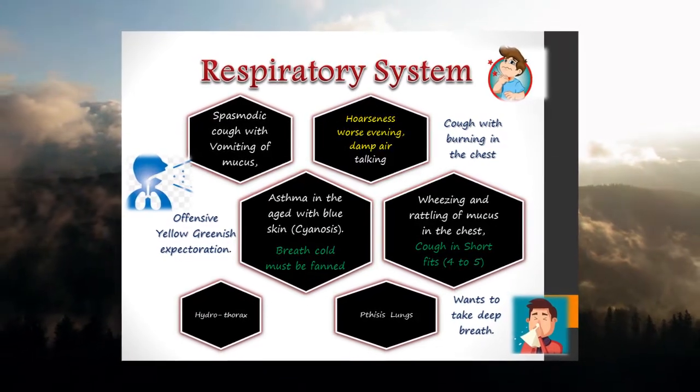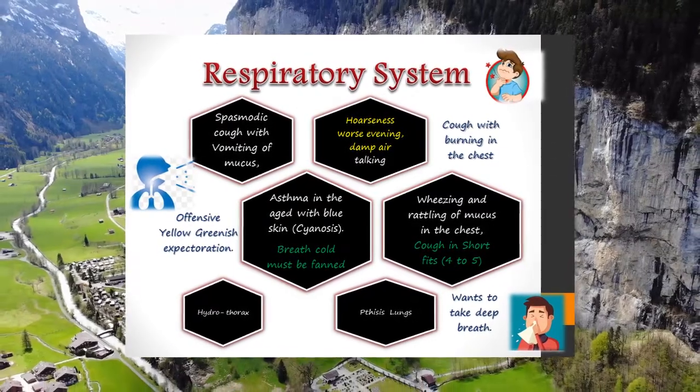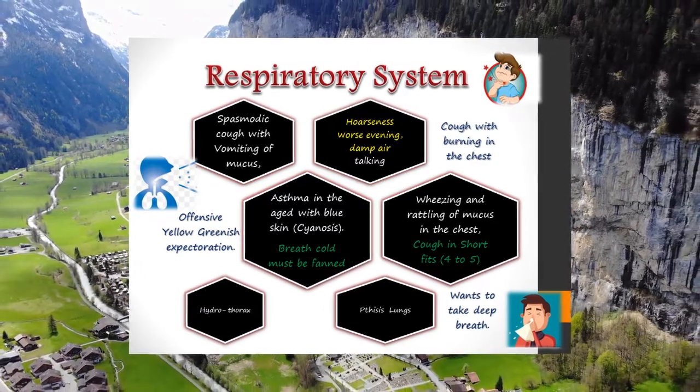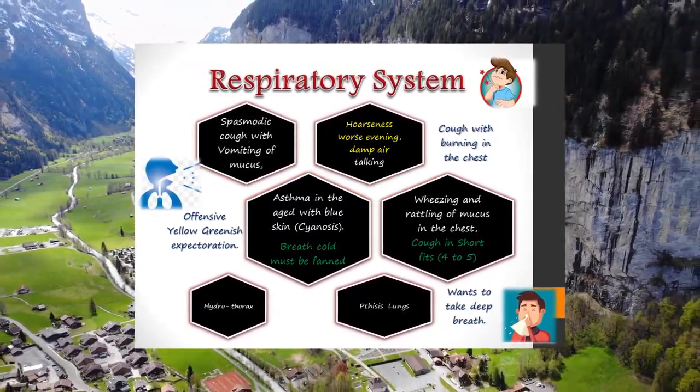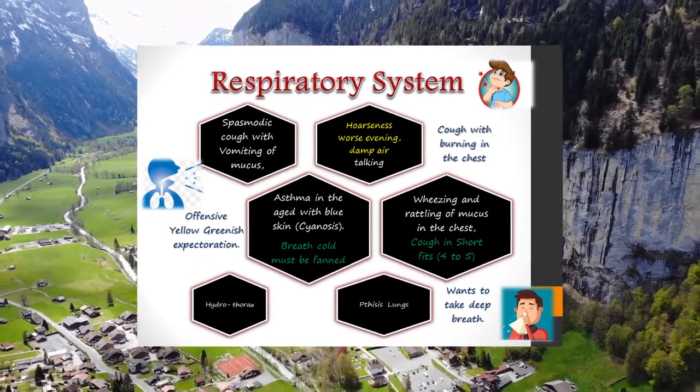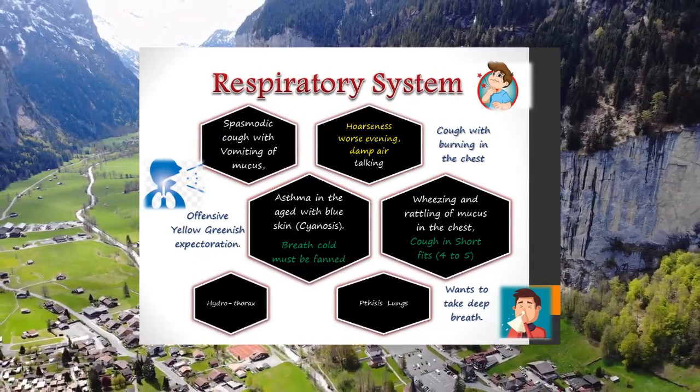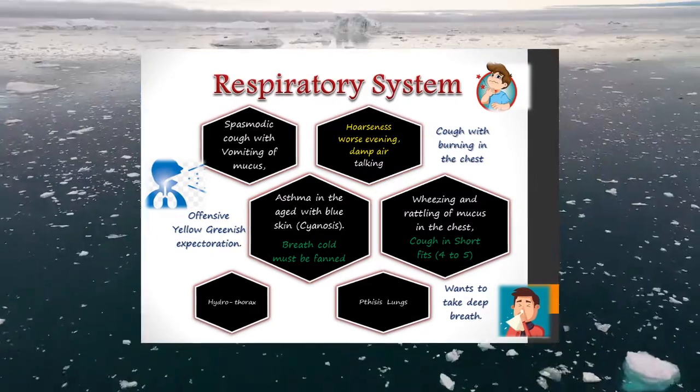Cough with burning in the chest, there is a spasmodic cough with vomiting of mucus, and you can see asthma in the aged with blue skin, cyanosis, due to deficiency of oxygen in the blood.